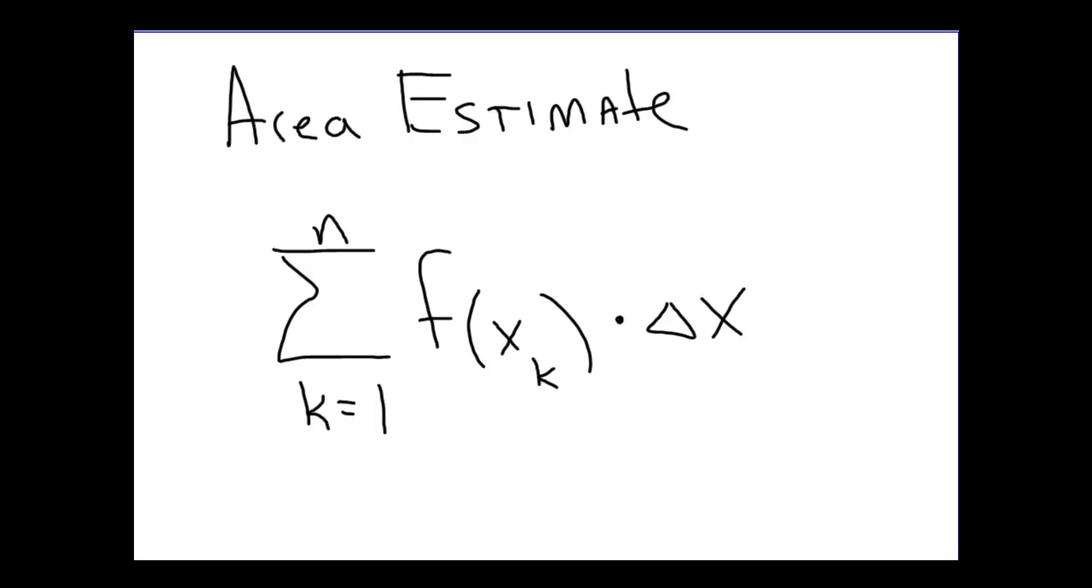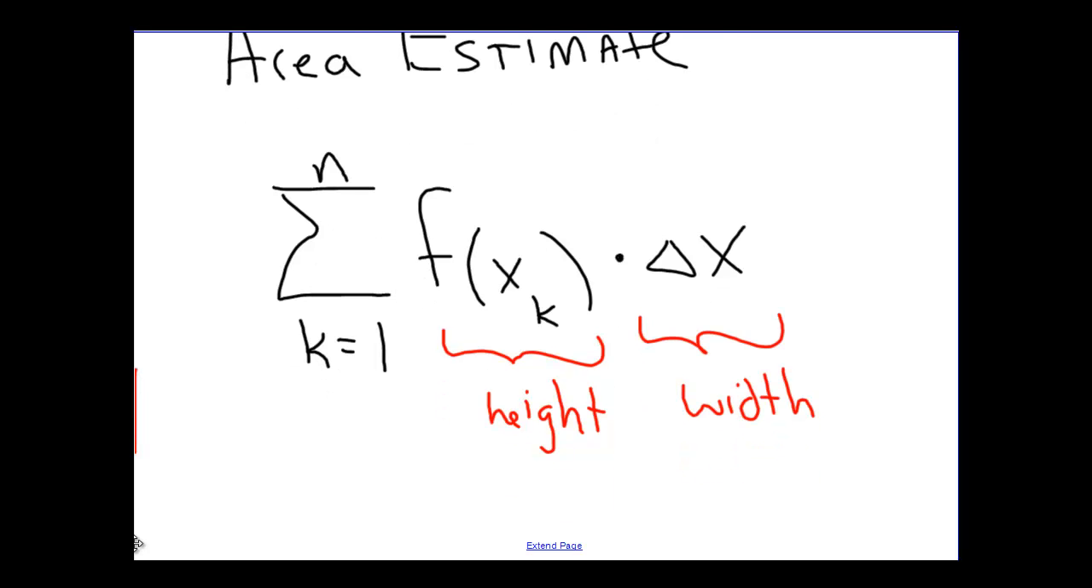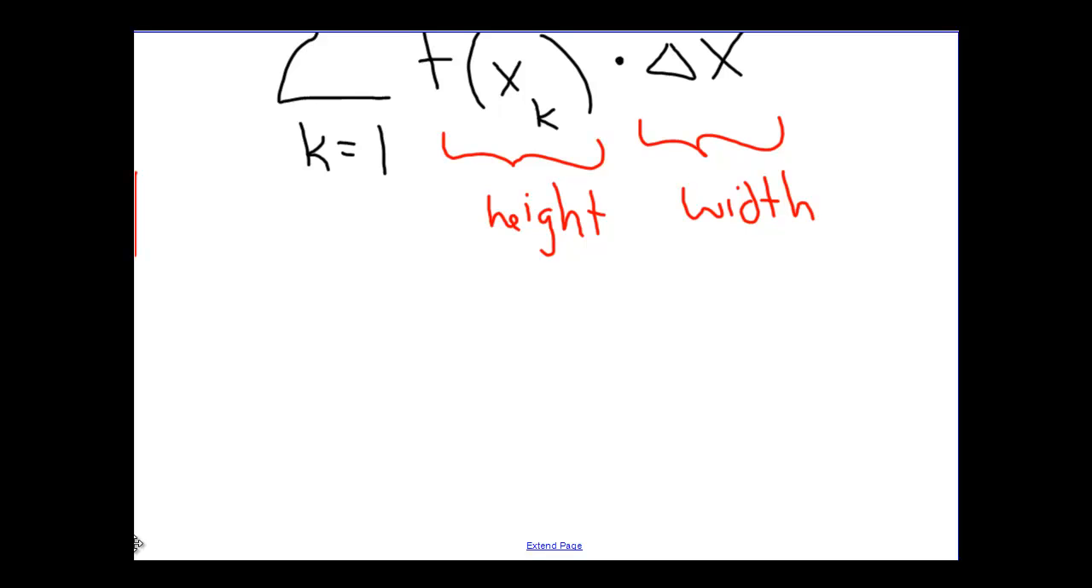So this is really the area formula here. We have the area formula for one rectangle. This is the height of our rectangle, and this is the width of our rectangle. This is what makes rectangles so easy and useful to work with, is that we have this simple area formula. We don't have to do anything super complicated here. But let's define what we mean by x sub k and what we mean by delta x.